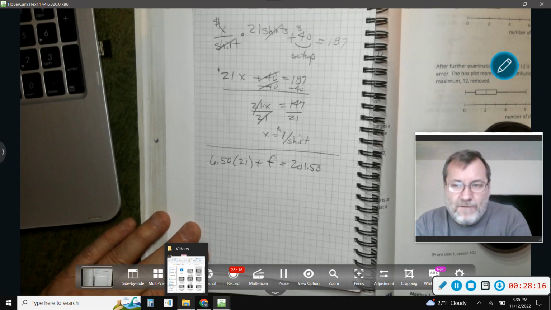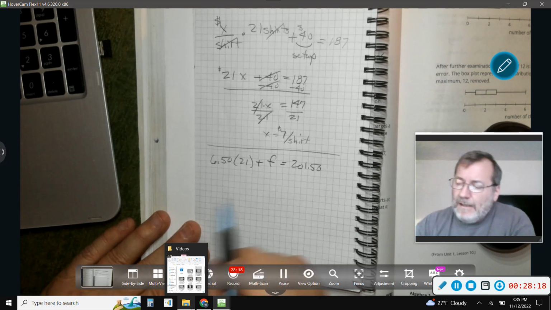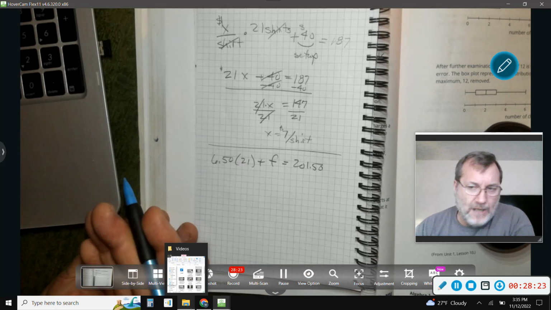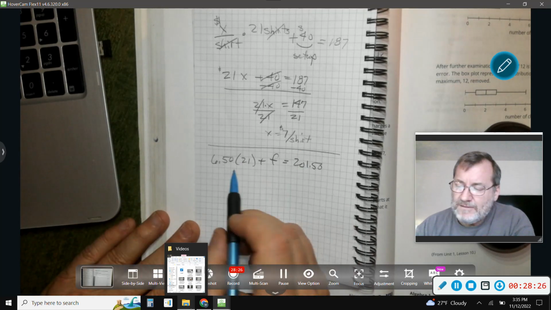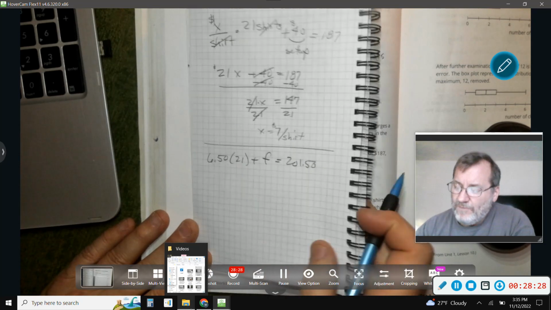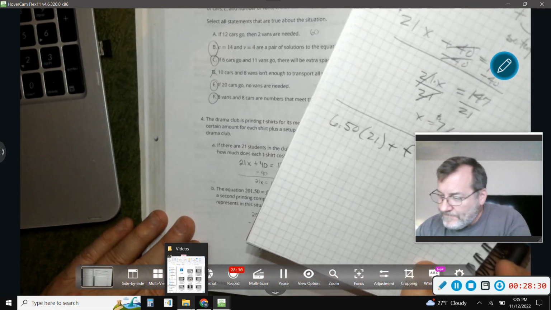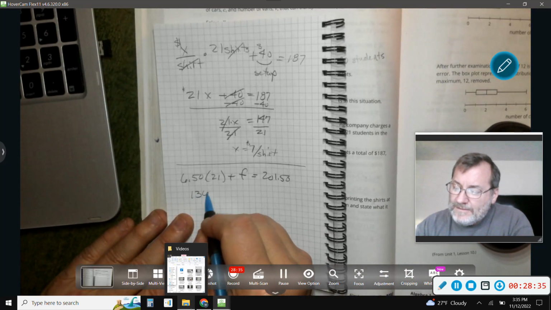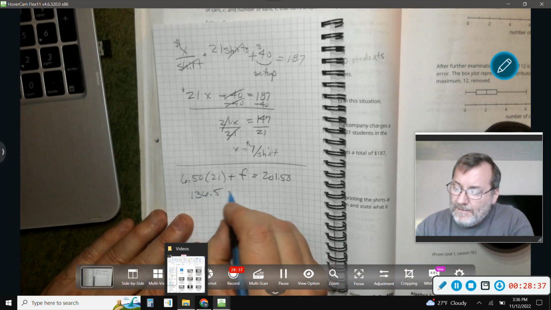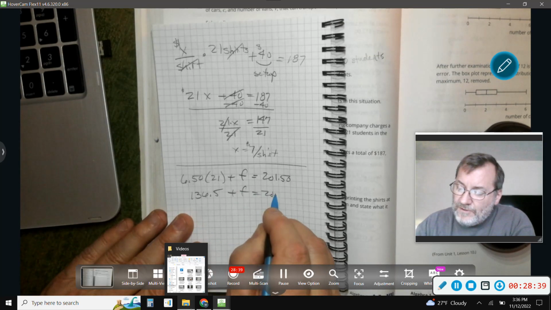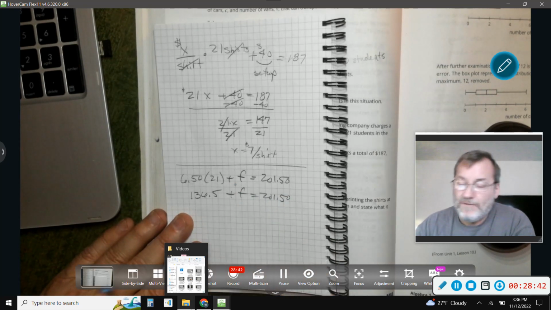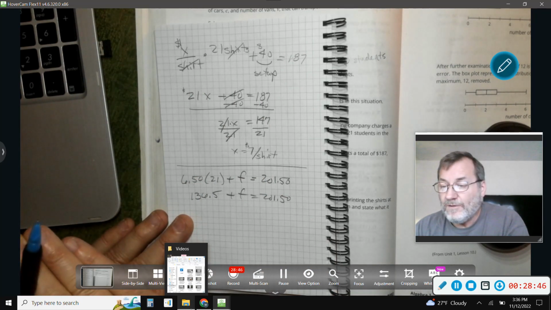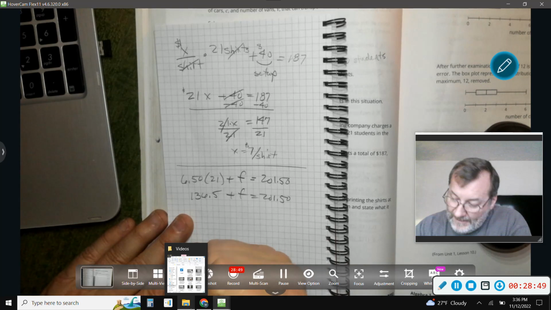I want to solve for F. I can knock this out because that's a number times a number, so it's just a number. Let's make it easier. 6.5 times 21, what are we going to get out of that? That's going to be 136.5. Plus F equals 201.5. Again, I'm solving for F, so I need to start with PEMDAS, the low end of the board.